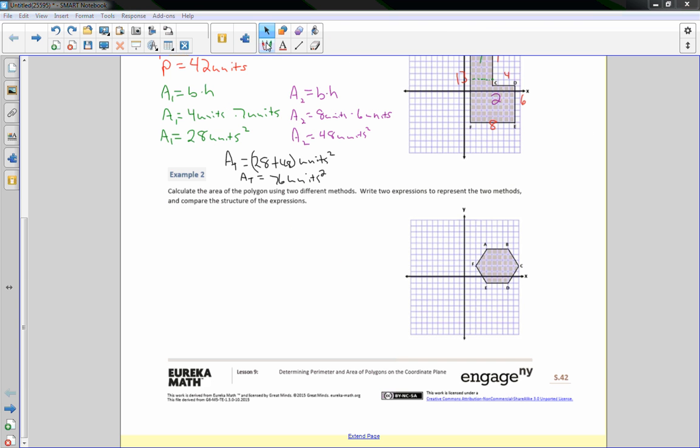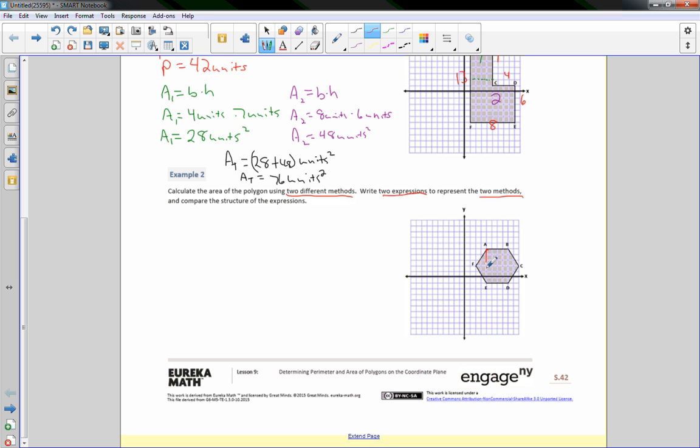Okay, here's example 2. It says to calculate the area of the polygon using 2 different methods. Read the directions again. Write 2 expressions to represent the 2 methods and compare the structure of the expressions. So I can look inside this and I can split it up many different ways. The answer key shows one way if you look at that online. But I'm going to do it a different way, just to be different.